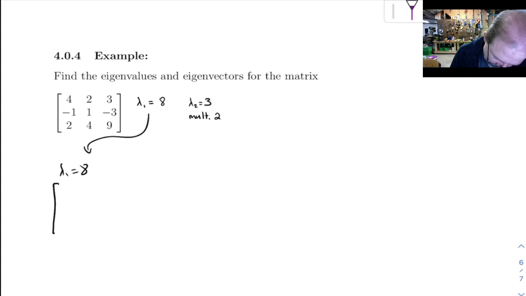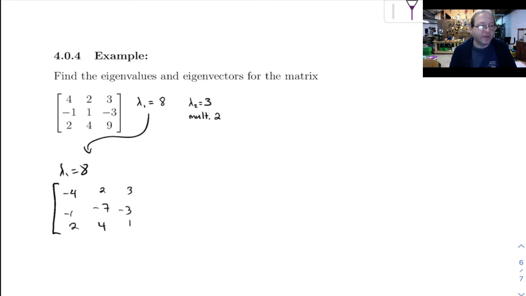So I'm going to subtract that off of my main diagonal. So I get 4 minus 8 is negative 4. 1 minus 8 is negative 7. 9 minus 8 is 1. Then 2, 3, negative 1, negative 3, 2, 4. And that's the worst looking matrix I've ever written. That's probably not true, but it's definitely up there. All right, so let's type that into Octave.